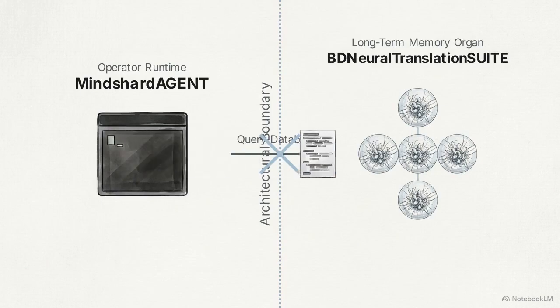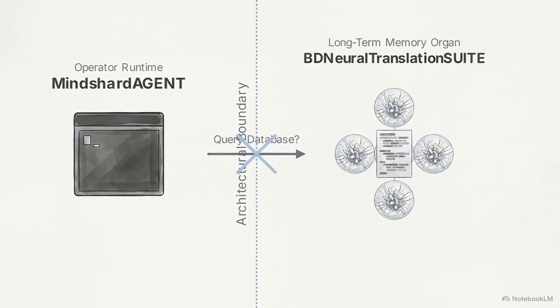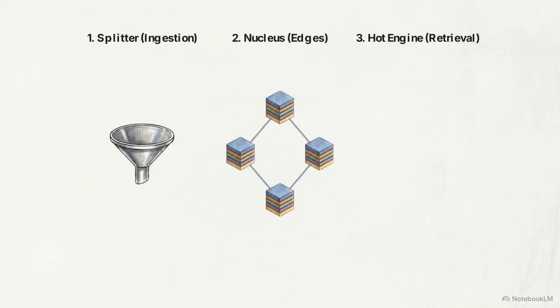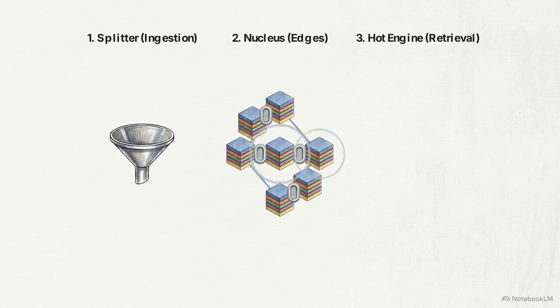This is a departure from a standard setup. An advanced agent does not simply call a database. It operates within a controlled runtime that delegates its memory formation entirely to the substrate. The suite's pipeline operates in 3 distinct phases: the ingestion of evidence, the formation of mathematical edges, and physiological retrieval.